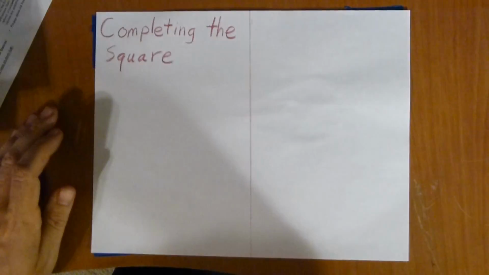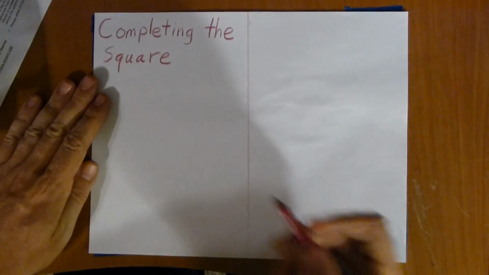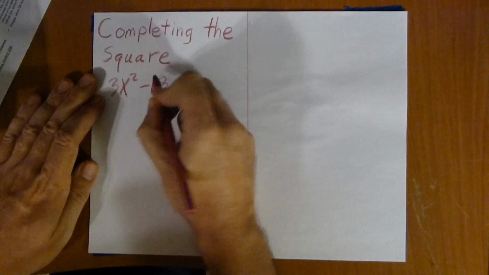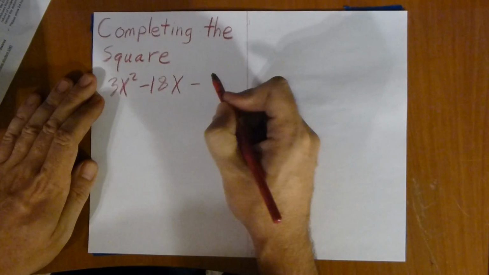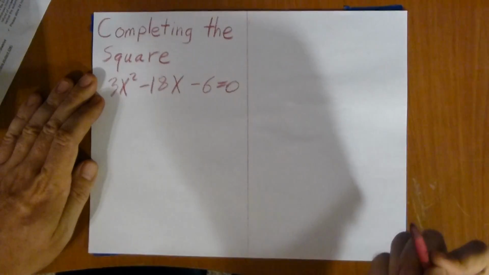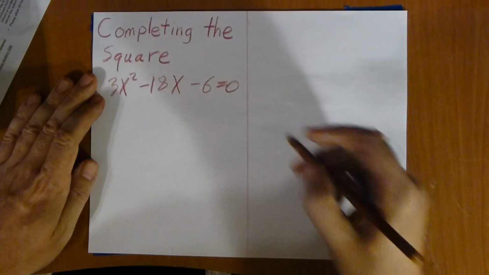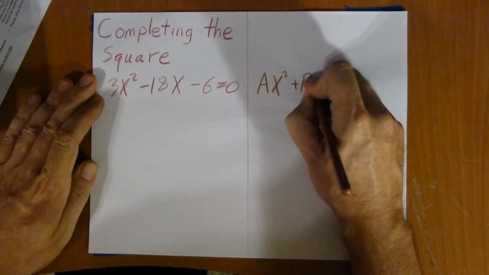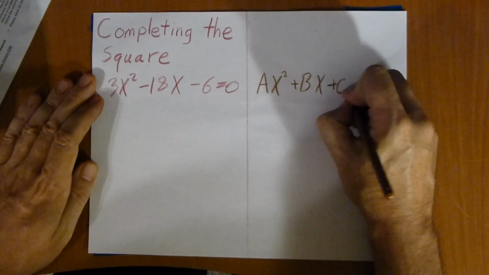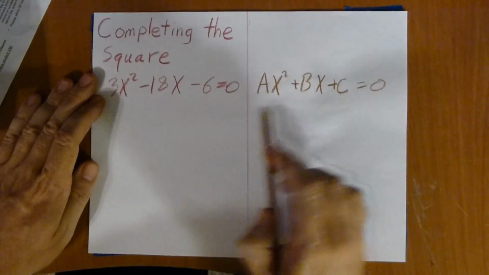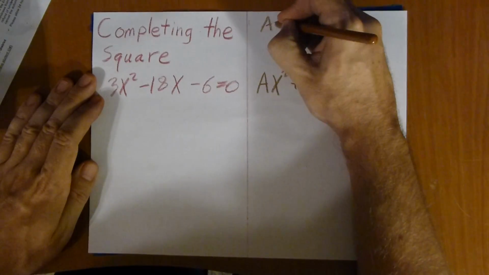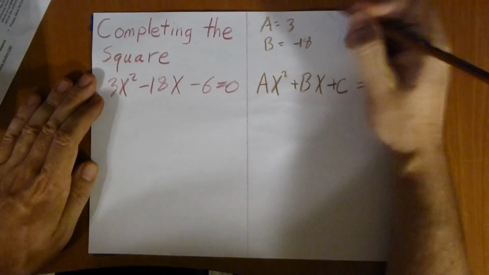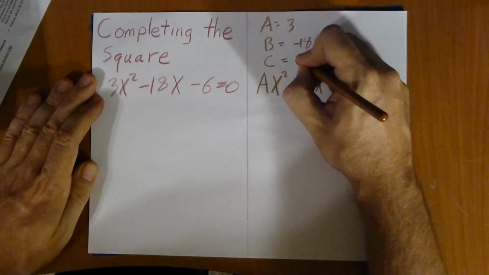Okay, for this problem we're going to look at 3x squared minus 18x minus 6 equals 0. We're also going to look at the generic case of ax squared plus bx plus c equals 0. And of course, in this case, a equals 3, b equals minus 18, c equals minus 6.